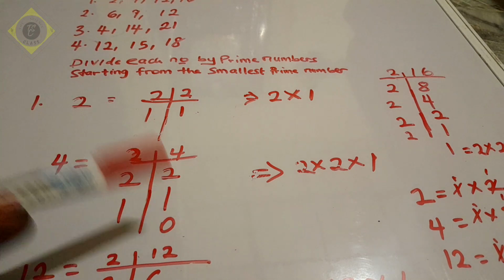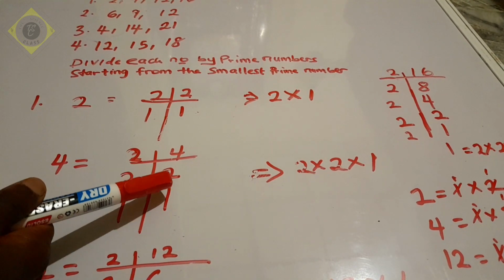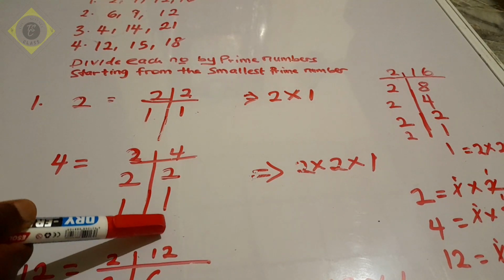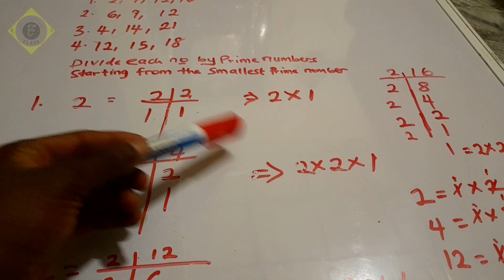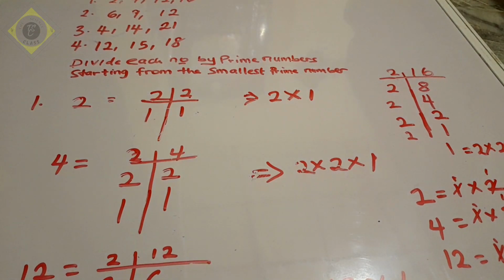So 2 divided by 2 again gives you 1, and then 1 divided by 1 gives you nothing. So the prime factors of 4 are 2 times 2 times 1, and 2 times 2 times 1 will always give you 4.